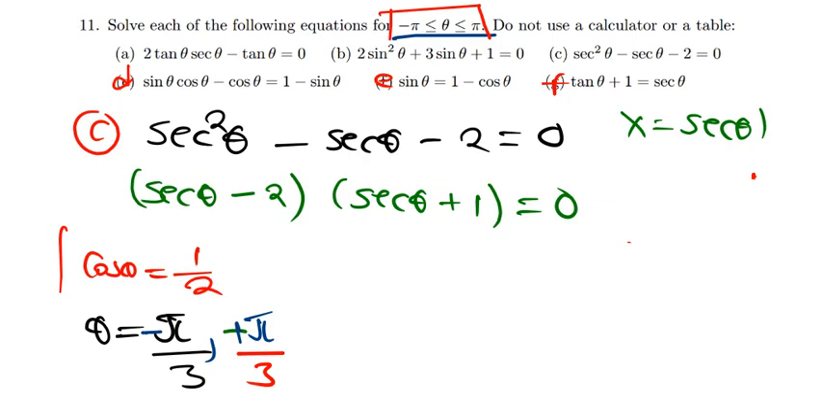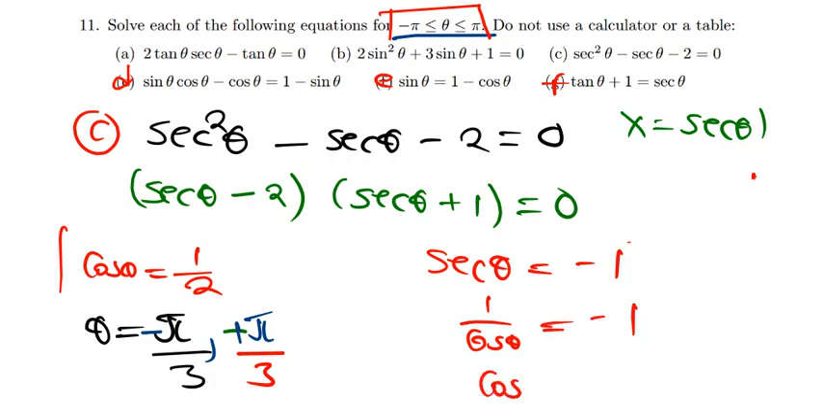Now look at the other one. Secant of theta is equal to negative 1. So of course 1 over cosine of theta is equal to negative 1. So cosine of theta itself is going to be equal to negative 1. Yeah, that should be the case. If you cross multiply, you end up with negative cosine equal to 1, and then you still end up with that result there. So when is cosine negative?